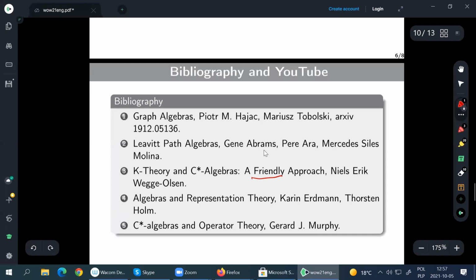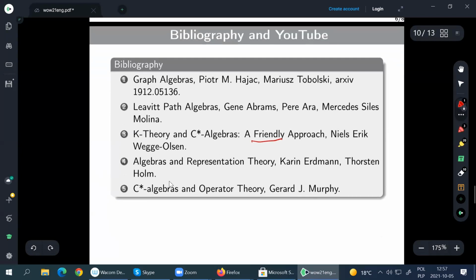Now, when you want to look at some algebraic backbones of what we're talking about, then a book which does algebra representation theory, but from the point of view of graphs and paths, is this book, Algebra Representation Theory by Karin Erdmann and Thorsten Holm.